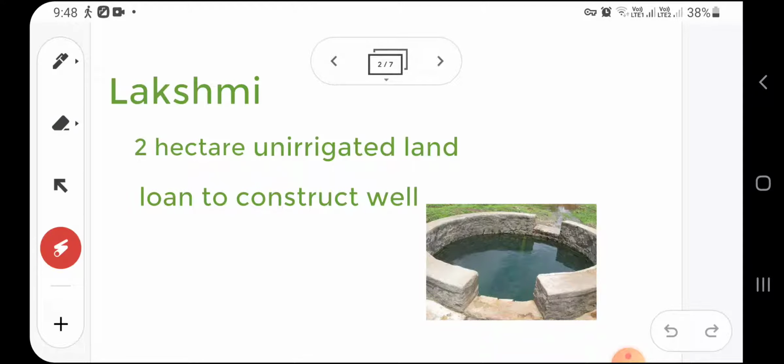Okay, let us come to the point. Lakshmi has 2 hectares of unirrigated land, so she depends on rain. If the government provides a loan to Lakshmi to construct a well, then she can take a second crop on that land, and she can give work to some people. Like that she can create employment. Okay, this is one point.